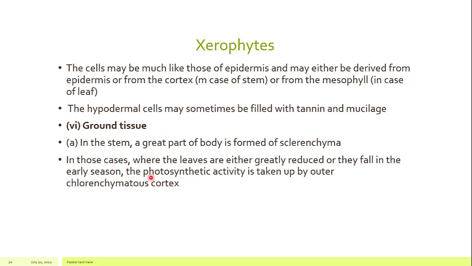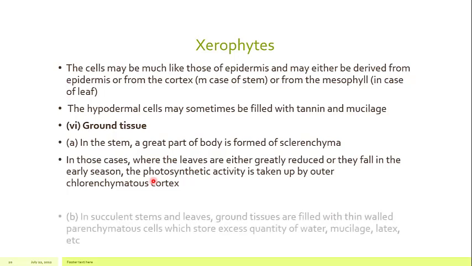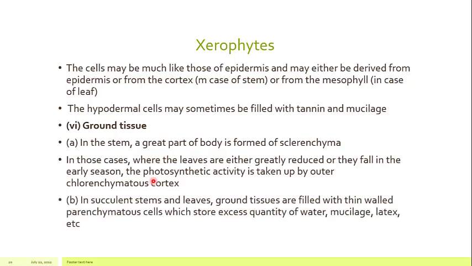So in many xerophytic plants, the process of photosynthesis is not carried out by the leaf. In xerophytes, the leaves fall off early so as to reduce water loss, but the chlorenchymatous cells are present in the stem. That is why photosynthesis is carried out by the stem and not by the leaf. That is why we call the cortex in the stem chlorenchymatous, as it carries out the function of photosynthesis.